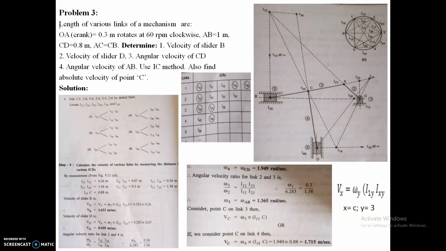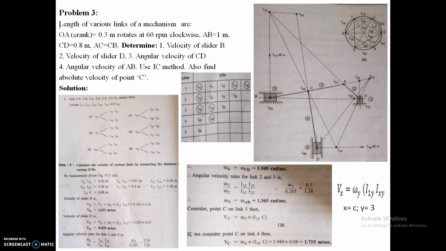Then I see IC 1, 5. I have connected this IC 1, 5 by the dark line. IC 1, 6. IC 2, 3. IC 3, 4. IC 3, 5. IC 4, 6. All the ICs on which I have put circles are known by observation. So I have connected these links, or ICs, by the dark line. Okay, till now it's okay.